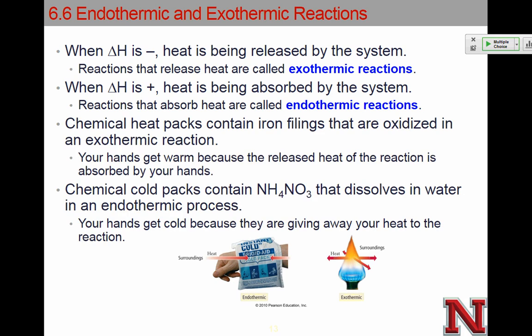that produce energy. So we have chemical heat packs and chemical cold packs. Basically, with heat packs, you break the little thing inside, it allows the reactants to mix, and then that is an exothermic reaction and it gets hot. The cold packs are opposite. A cold pack is NH4NO3. It dissolves in water in an endothermic process and pulls energy into it, and therefore it feels cold.